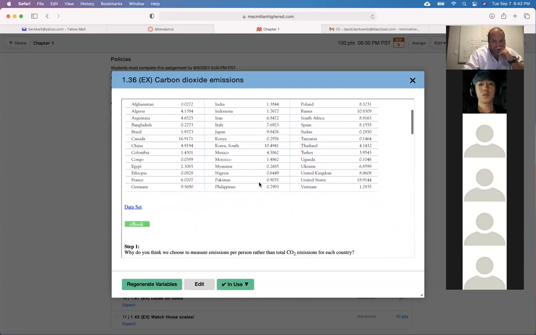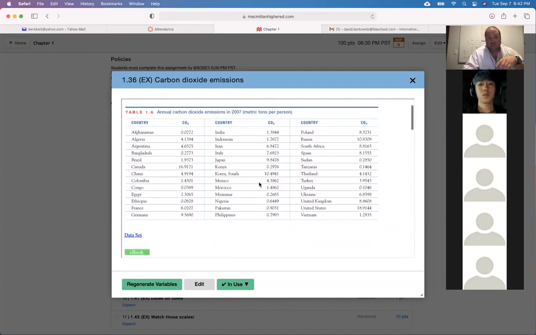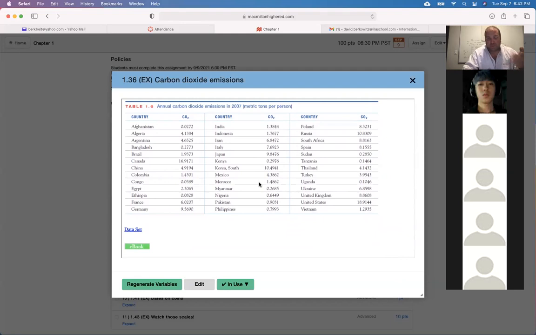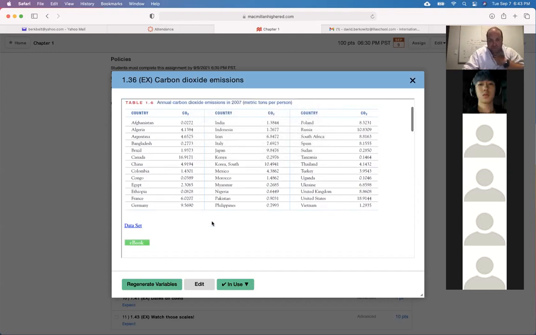Why do you think we choose to measure emissions per person rather than total carbon CO2 emissions for each country? Obviously, countries with a greater population are going to have a greater amount, right? It's not fair to compare the United States to Vatican City or something like that. But if you normalize by looking at it per person, you can get a much better feeling for how much each person is producing, in metric tons per person, which is what we have here. Does that make sense? That seems reasonable, correct?